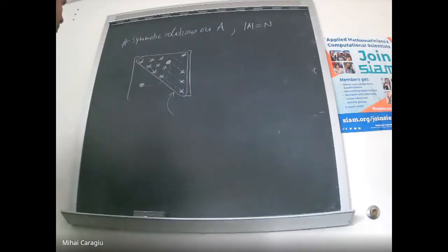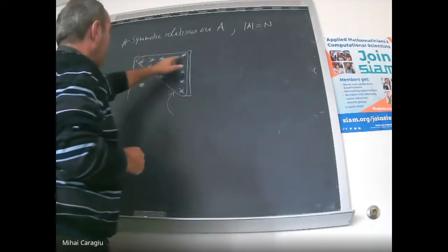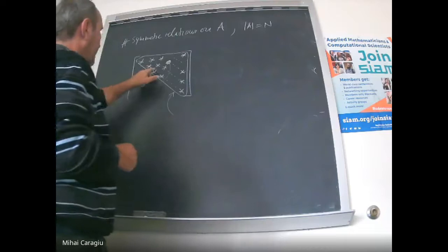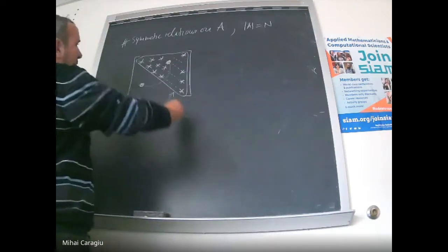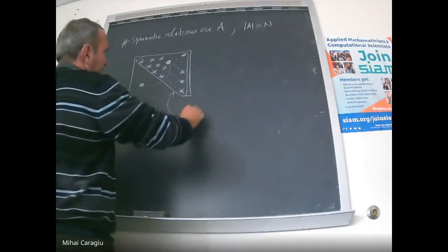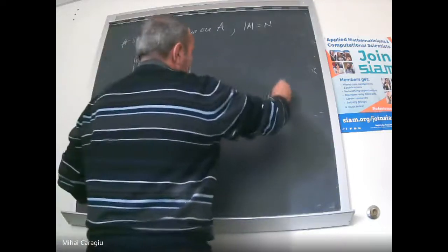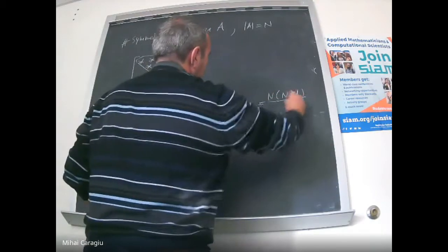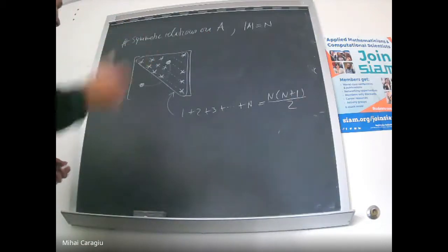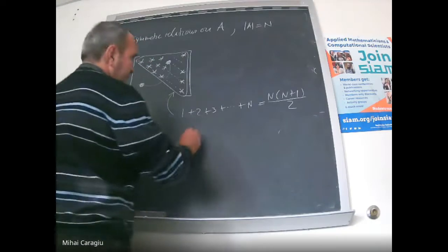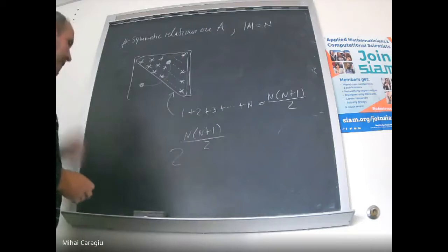So one way to put it is, we have n stars in the first row, n minus 1 stars on the second row, n minus 2 stars on the third row, and so on. So the total number of stars will be 1 plus 2 plus 3 plus up to n, which is n times n plus 1 over 2. And because every star can take a value of 0 or 1, we have 2 to the power n times n plus 1 over 2 symmetric relations on A.